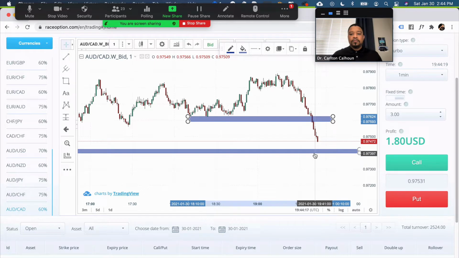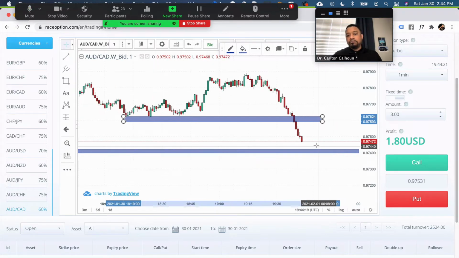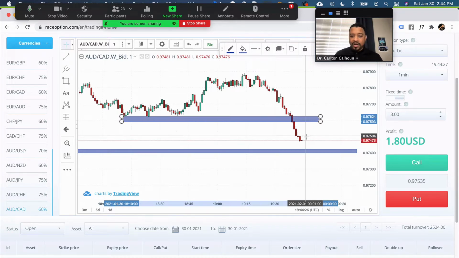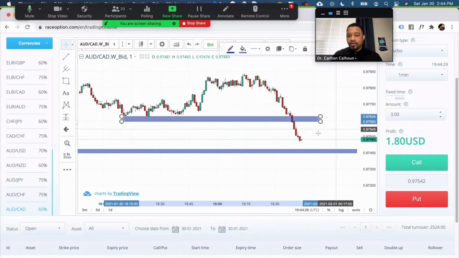So, yeah, this is one where I would wait for it to pull back. It may not, but I'll wait for it to pull back. See if I got a pullback. Like, I'll get a pullback here. So just to show you.